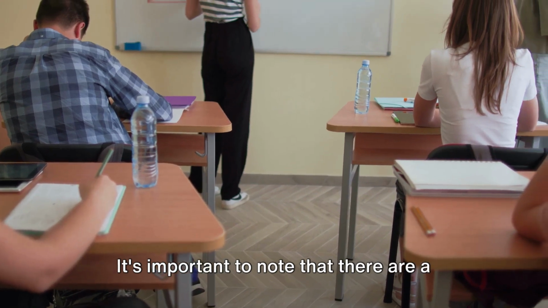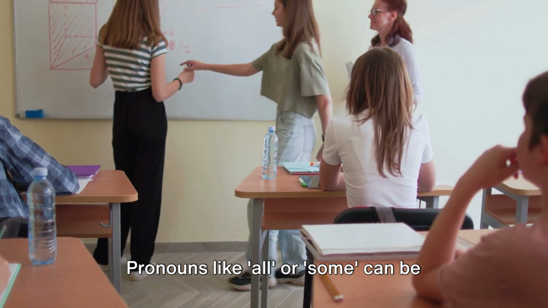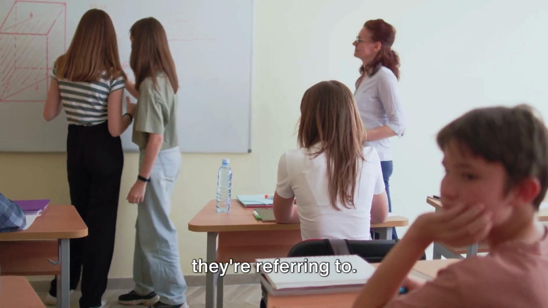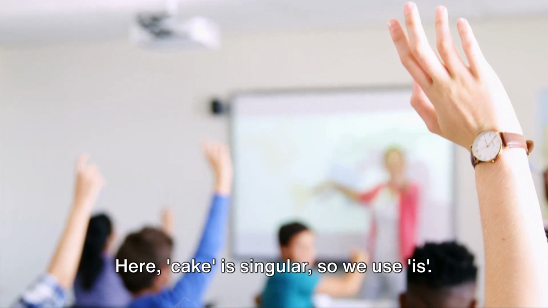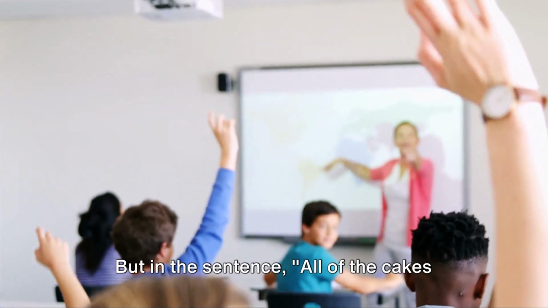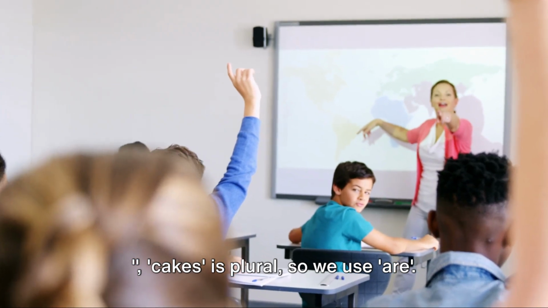It's important to note that there are a few exceptions to this rule. Pronouns like all or some can be singular or plural, depending on what they're referring to. For instance, "All of the cake is gone." Here, cake is singular, so we use is. But in the sentence, "All of the cakes are gone," cakes is plural, so we use are.